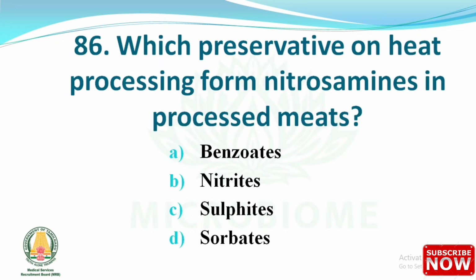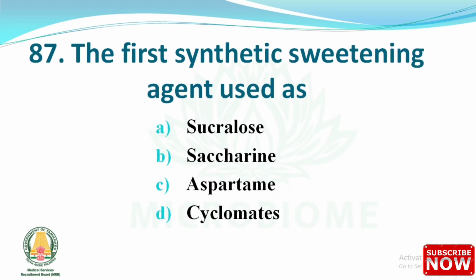And next, which preservative on heat processing forms nitrosamines in processed meats? The options: benzoates, nitrite, sulfite, sorbate. The right answer, option B, nitrites. And next, the first synthetic sweetening agent used was? The options: sucralose, saccharin, aspartame, cyclamates. The right answer, option B, saccharin.